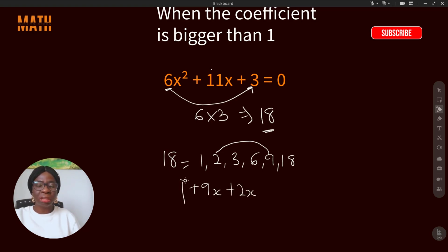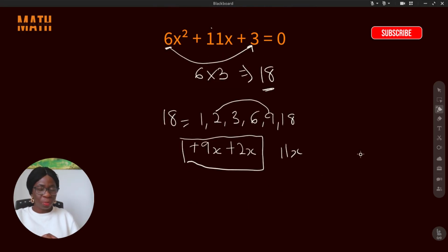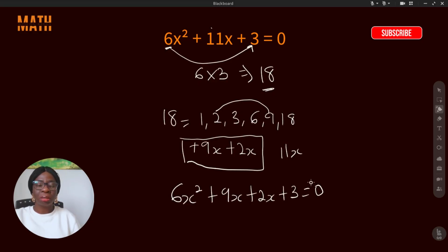So we will use this to replace 11x, so that our equation will become 6x squared plus 9x plus 2x plus 3 equals 0.